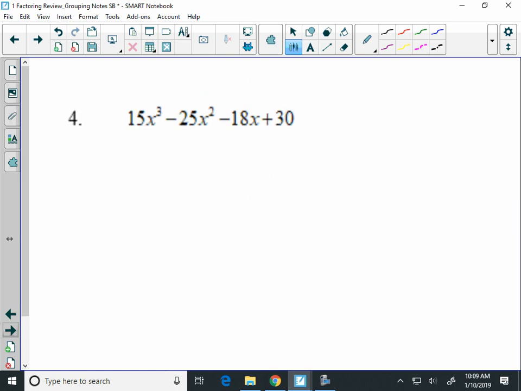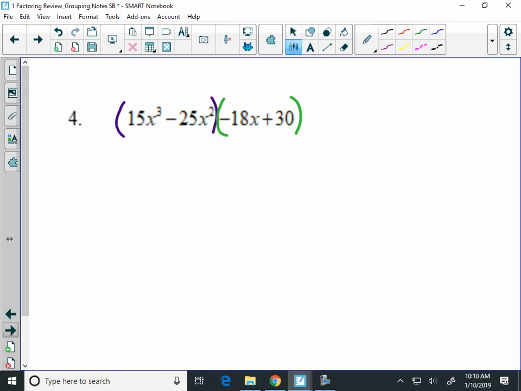All right, number 4, 15x cubed minus 25x squared minus 18x plus 30. I look for a GCF of 15, 25, 18, and 30. It doesn't look like it. Nothing goes into all 4 of those numbers. So I'm going to group here, the first 2 and the last 2.